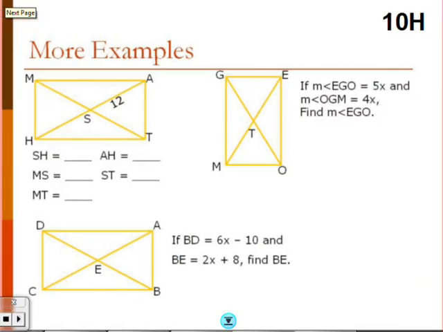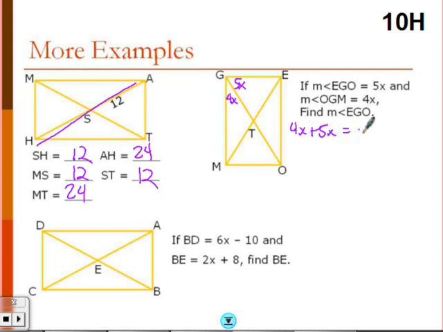Next. So more examples. Again, the problems look difficult, but if you remember, this is 12, so this is 12. MS is also 12. ST is also 12. AH is just 12 plus 12, so that's 24, and so is MT and AH are the same. So 5 blanks, but nothing really difficult about those problems. Here we have EGO is 5x and OGM is 4x. Well, I know it's a rectangle, so 4x plus 5x equals 90, so x equals 10.